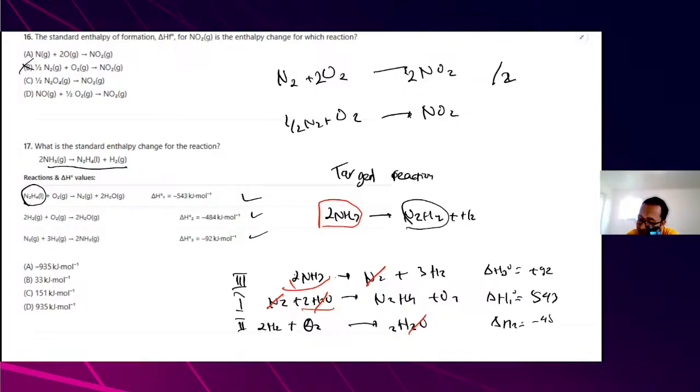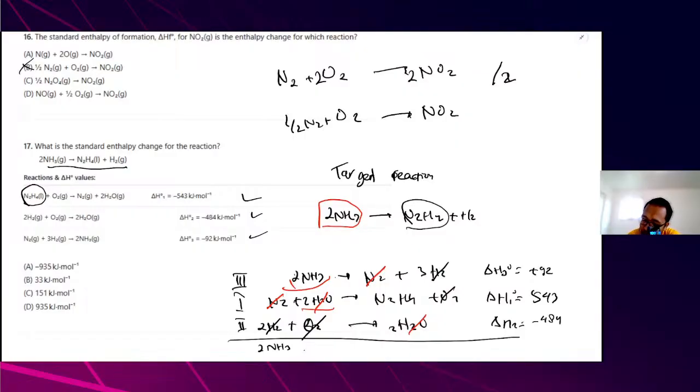Minus 484, right? Still the same thing. And then this one again, and then this one again. Okay. So now, after we collect them together and add and cancel, we now sum all three together.